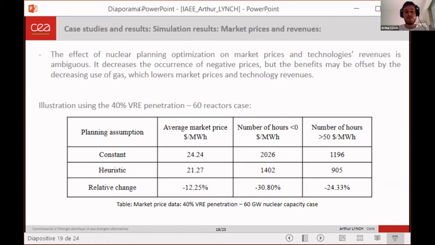However, in some of our 15 cases, the increasing effect of nuclear planning optimization on market price was offset by a decreasing occurrence of peaking prices, which was lowering the overall market price level. If we illustrate that with the 40% variable renewable penetration and 60 reactor case, we find that the total number of hours where the price is negative does indeed decrease by 30%. But due to the fact that the number of hours where the price is higher than $50 per megawatt hour also decreased by 24%, the overall effect on the average market price per megawatt hour is that it decreases.